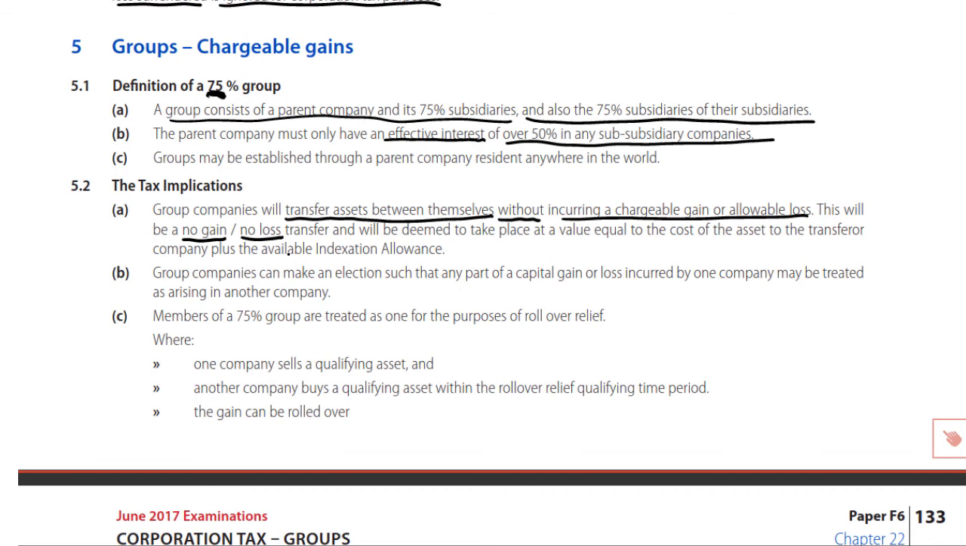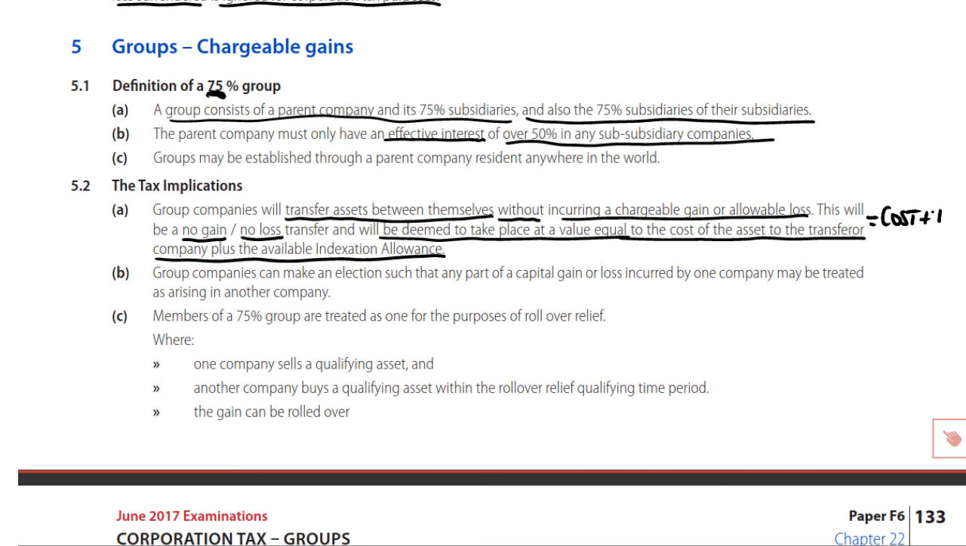So we have to work out what, therefore, would that deemed consideration be. The no gain, no loss transfer will be deemed to take place at a value equal to the cost of the asset to the transferor plus the available indexation allowance at that date to the transferor. So no gain, no loss equals cost plus indexation allowance at the date of the transfer to the transferor.